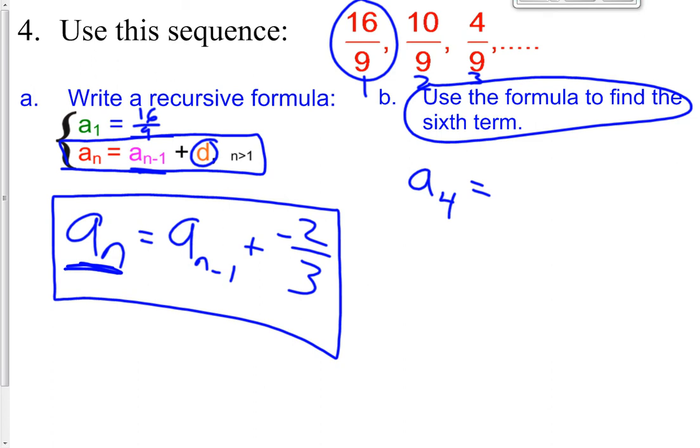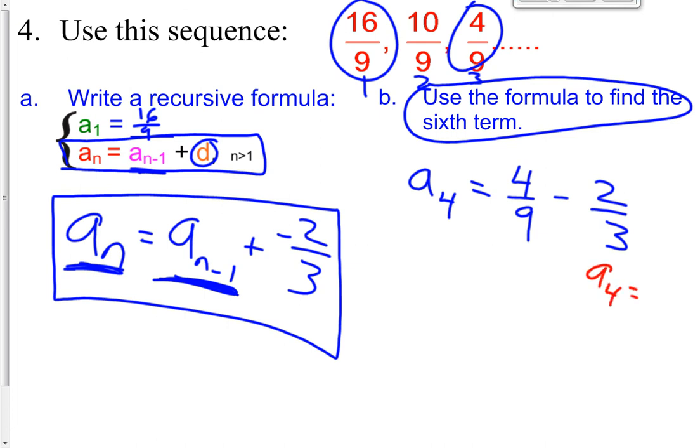So this right here is going to be a sub 4. That equals the value of my previous term, which is a sub n minus 1. What's the value of my previous term? 4/9. What is 4/9 plus a negative 2/3? So minus 2/3. What is the value of my 4th term then? You're going to put that in your calculator. A sub 4 is, when you put that in your calculator, a negative 2/9. So there's my 4th term. I need to find the 6th term though. So let's keep on going.